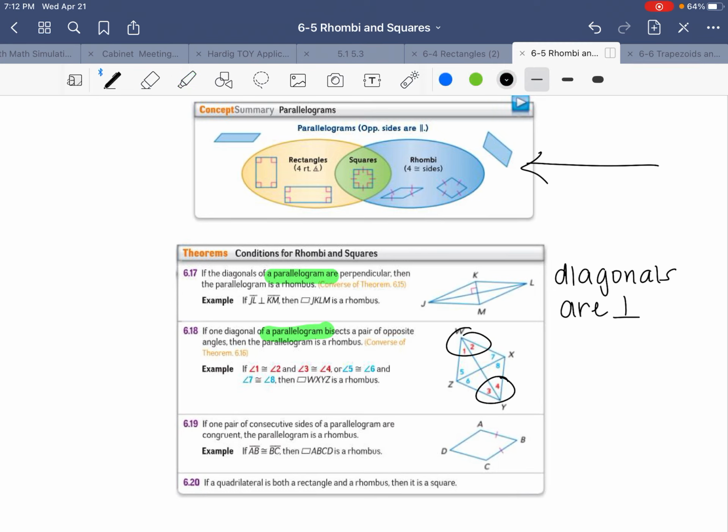6-19 states that if one pair of consecutive sides of a parallelogram are congruent, the parallelogram is a rhombus. Again, knowing it's already a parallelogram. And then lastly, if a quadrilateral is both a rectangle and a rhombus, then it is also a square. So we're going to take all of these now and start using those properties.